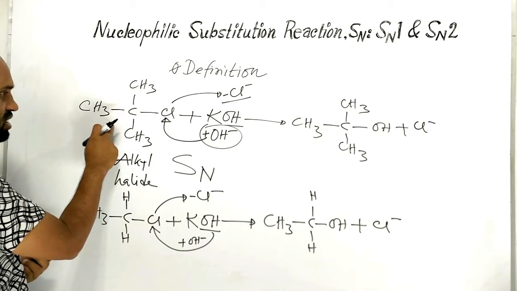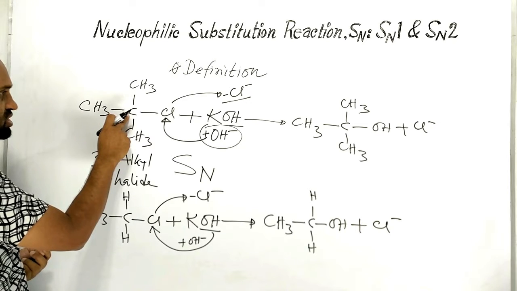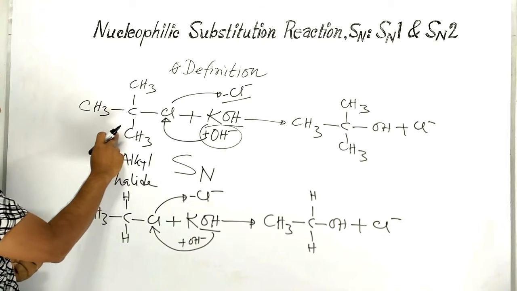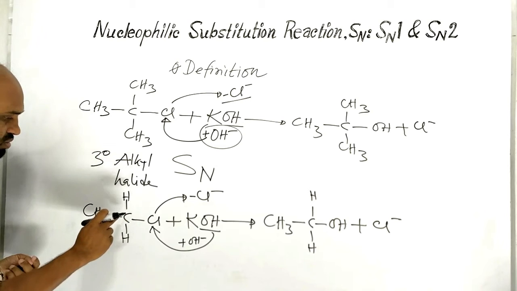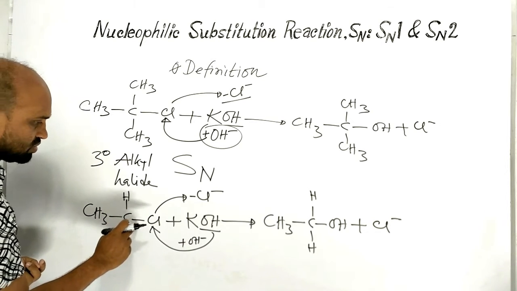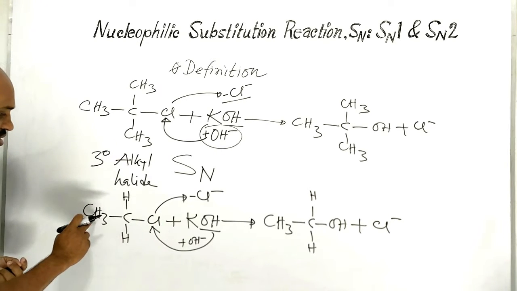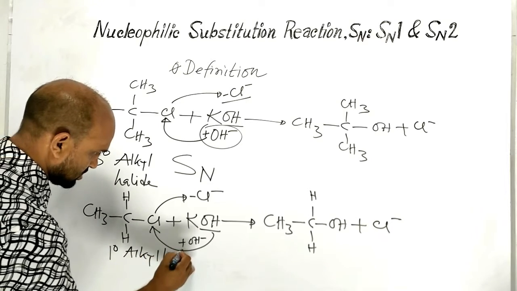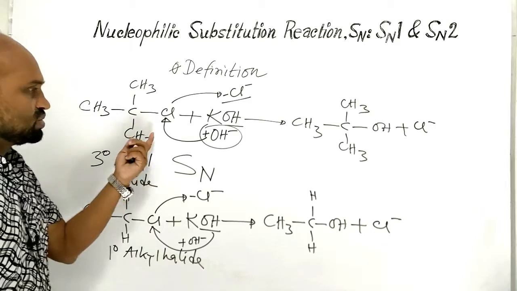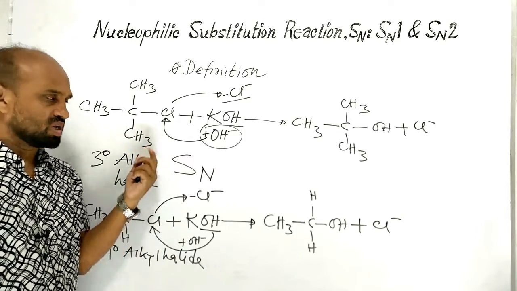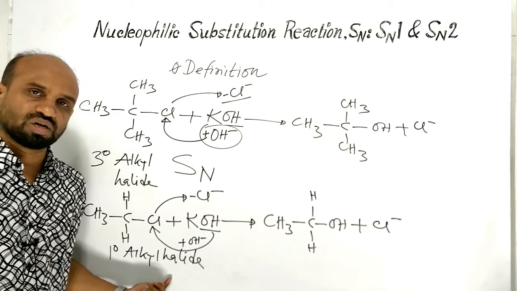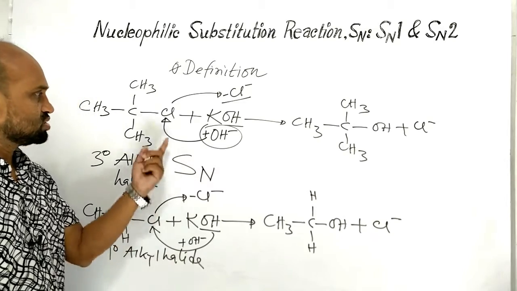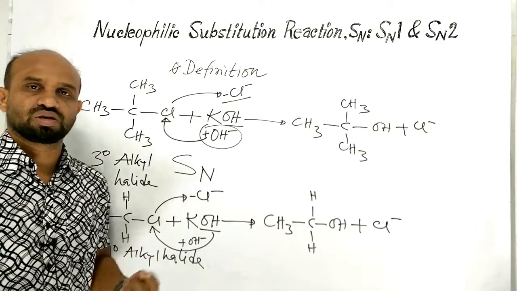Here this is a 3-degree alkyl halide, because the carbon which is linked up with the functional group is linked up with 3 carbon atoms. That is why this is a 3-degree alkyl halide. But in this case, the carbon linked up with the functional group is linked up with only 1 carbon. That is why this is a 1-degree alkyl halide. Now let's see the mechanism of nucleophilic substitution reaction. Mechanism for 3-degree alkyl halide and mechanism for 1-degree alkyl halide. And through the mechanism, let's try to determine which one is SN1 reaction and which one is SN2 reaction.